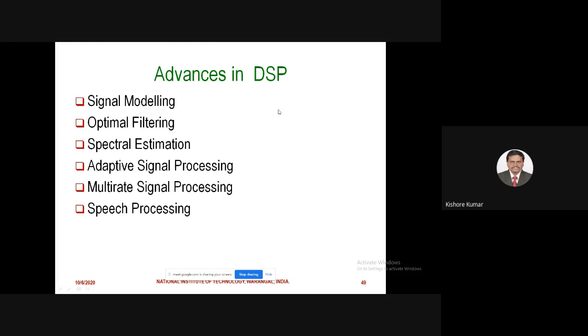Now coming to some of the advances in signal processing. Is it okay so far? Please tell me. Yes, sir. I have given the basic idea about signal processing, the fields of signal processing, and where we can use these things. Is it okay?